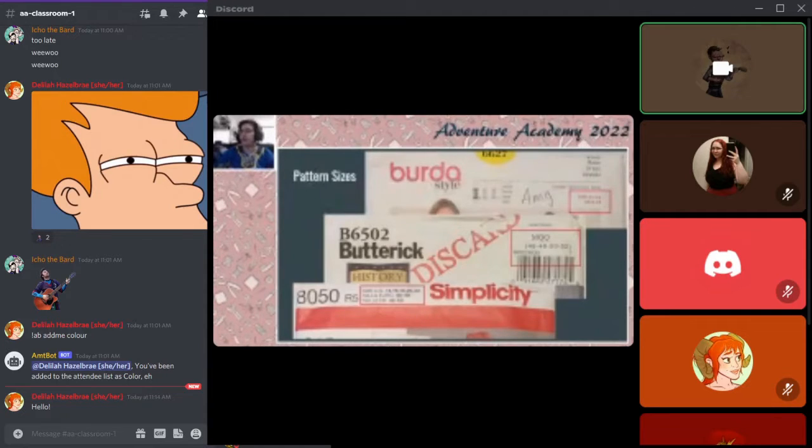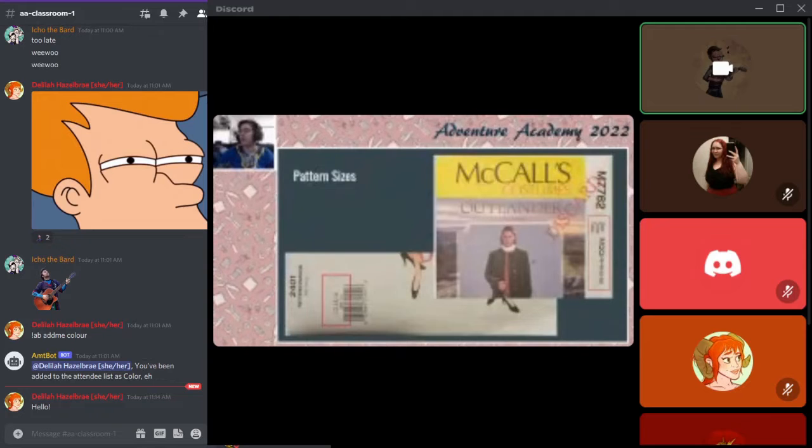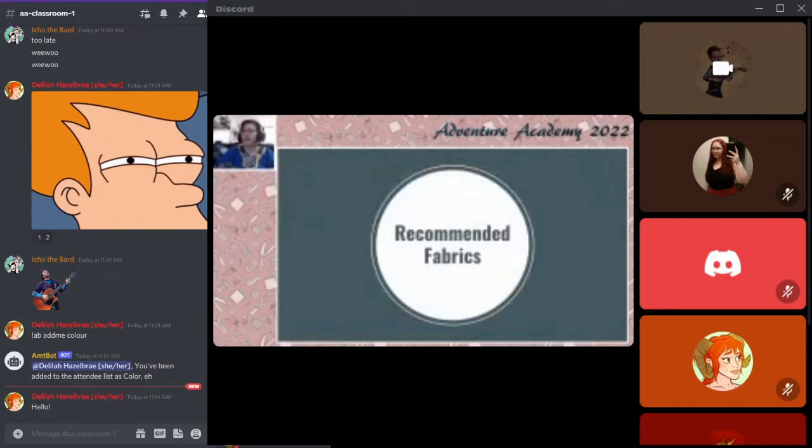Now, if it's not along the top, it might be on the side of your envelope here. So same thing as Butterick, you've got the sizes in brackets along the side, or it might even be hiding down at the bottom here. At Vogue, you've got the 12, 14, 16 just above the barcode in the bottom corner there. So now you know what size you need. You've double checked you've got the right pattern. We can start looking at fabrics.